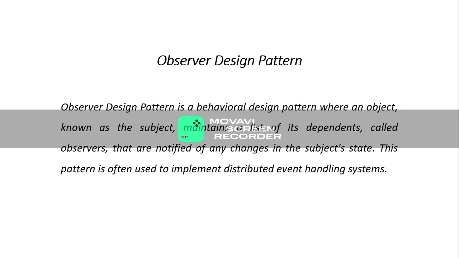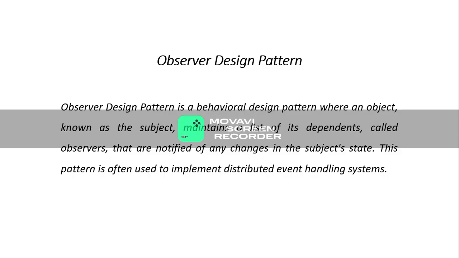So in this video we are going to see about the observer design pattern. The observer design pattern is a behavioral design pattern where an object, known as the subject, also called the observable, maintains a list of dependents called observers that are notified of any changes in the subject's state. This pattern is often used to implement distributed event handling. This is a brief introduction to the observer design pattern.